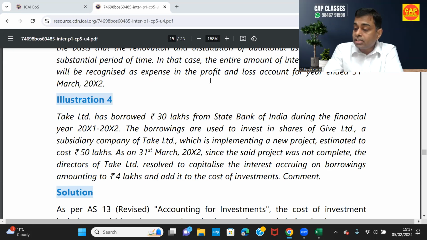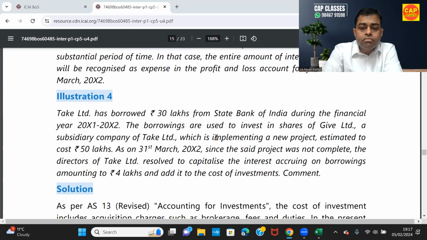Take Limited has borrowed rupees 30 lakhs from State Bank of India during the financial year 2021-22. The borrowings are used to invest in shares of Give Limited, a subsidiary company of Take Limited, which is implementing a new project estimated to cost rupees 50 lakhs. As on 31st March 2022, since the said project was not complete, the directors of Take Limited resolved to capitalize the interest accruing on borrowings amounting to rupees 4 lakhs and add it to the cost of investments. Comment.